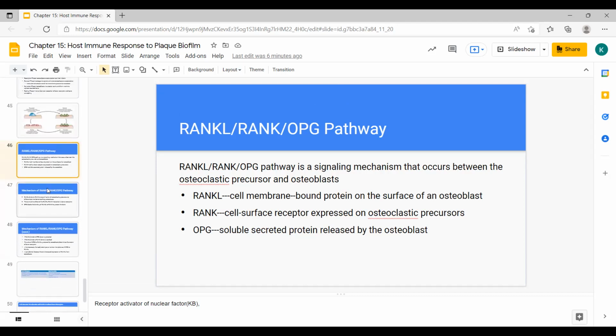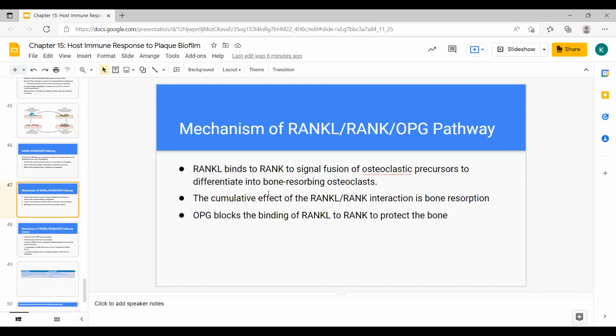Okay, so basically what's happening in all of that is RANKL binds to RANK to signal fusion of osteoclastic, or breakdown bone cells, the precursors, to differentiate into bone resorbing osteoclasts. Okay, so the cumulative effect of RANK and RANKL interaction is bone resorption. And then OPG blocks the binding of RANK and RANKL to protect the bone.